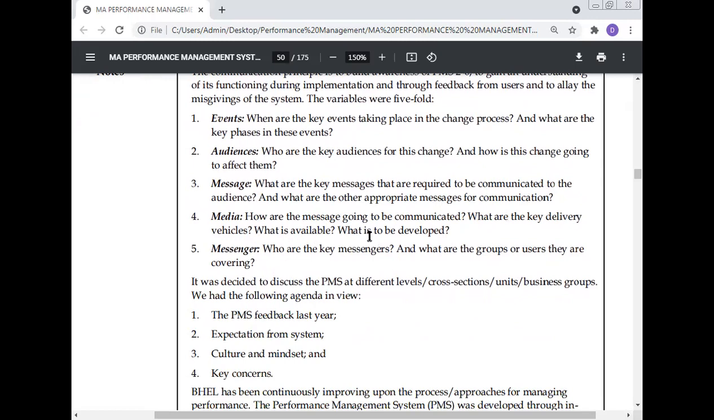Media: how are the messages going to be communicated? What are the key delivery vehicles? What is available? What is to be developed? Messenger: who are the key messengers? And what are the groups or users they are covering?